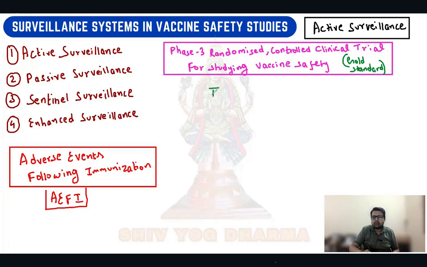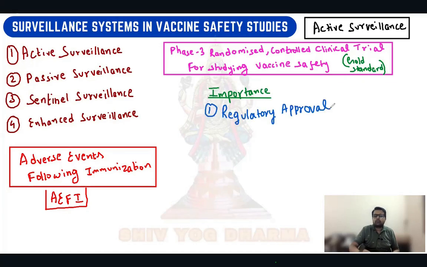If I talk about the importance of this long-term vaccine safety study, it acts like a benchmark. It helps us in regulatory approval. If a vaccine passes this phase 3 clinical trial, then we are very confident, and governments can approve this vaccine to be administered at a massive level among the masses. So this study helps us in regulatory approval, and also in building public confidence.